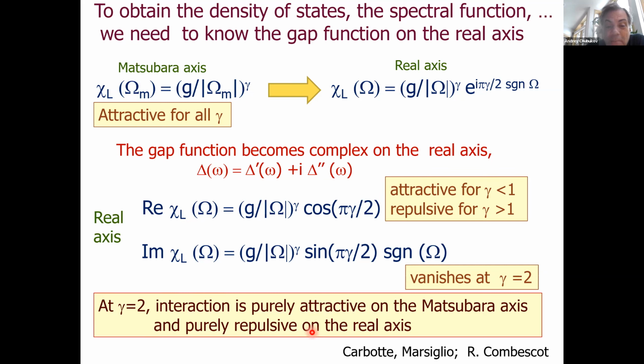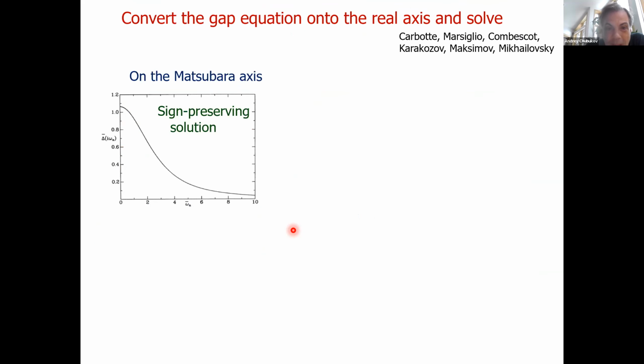Interaction on the real axis is completely repulsive. And really the question is what the hell it means. And again, I'm almost out of time, so let me quickly tell you what it means. It means that you try to solve the gap equation on the real axis. You can either convert the equation or convert the solution using Padé. You get the same results either way.